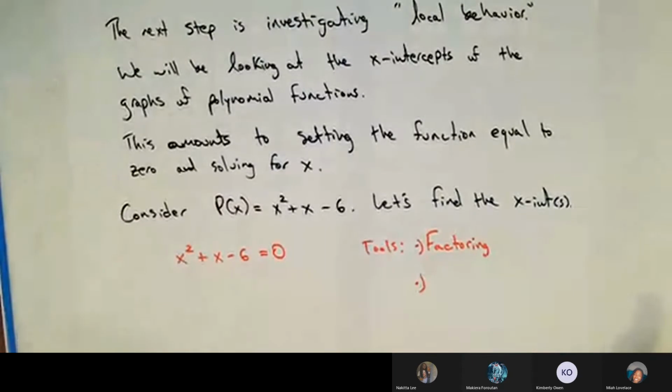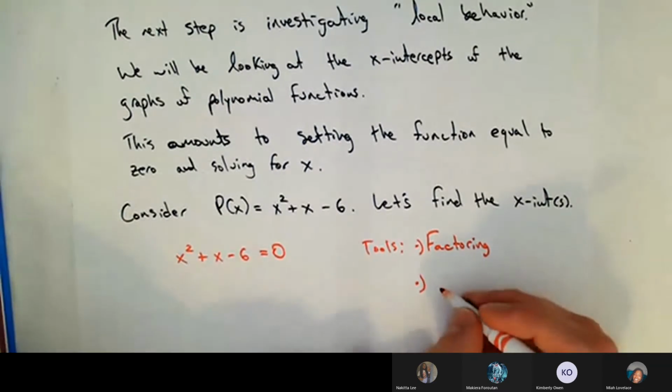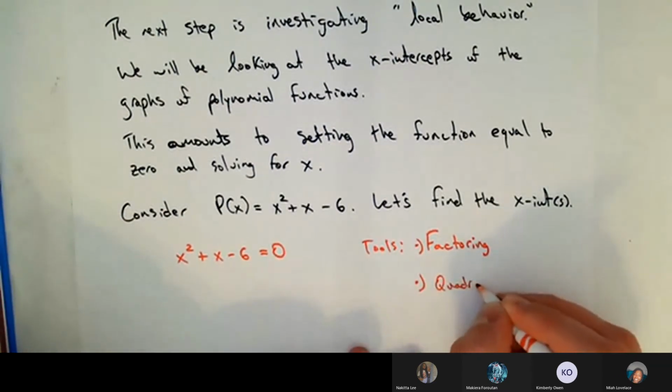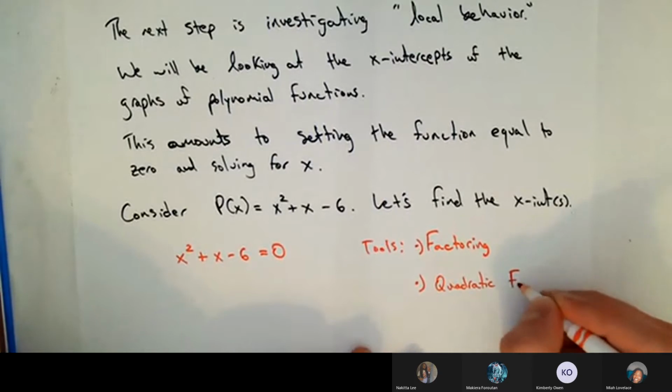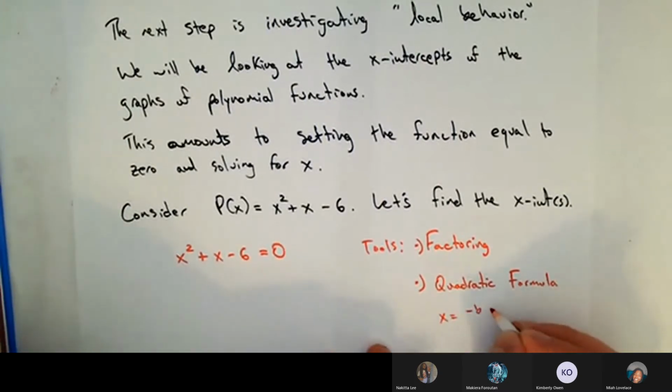Anybody remember what the other major tool is specifically for this kind of function? It's gone from a function to now an equation because I've set it equal to 0. What is that major way that we had to solve a quadratic equation? It's a formula called the quadratic formula. Negative b plus or minus square root of b squared minus 4ac all over 2a.